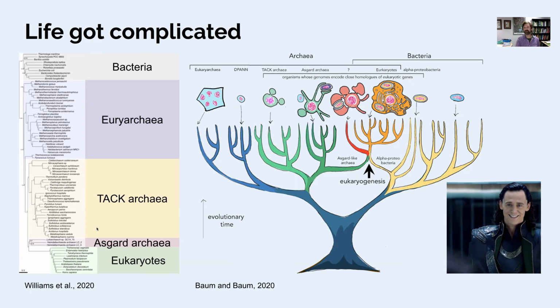So your favorite characters from the Thor franchise are now the names for some Archaean groups. And the phylogenetic tree is getting pretty darn complicated. So what is a eukaryote at this point? Well, we know the eukaryotes have a little bit of bacteria in them, and it looks like an Archaean ancestor is what gave rise to the eukaryote.